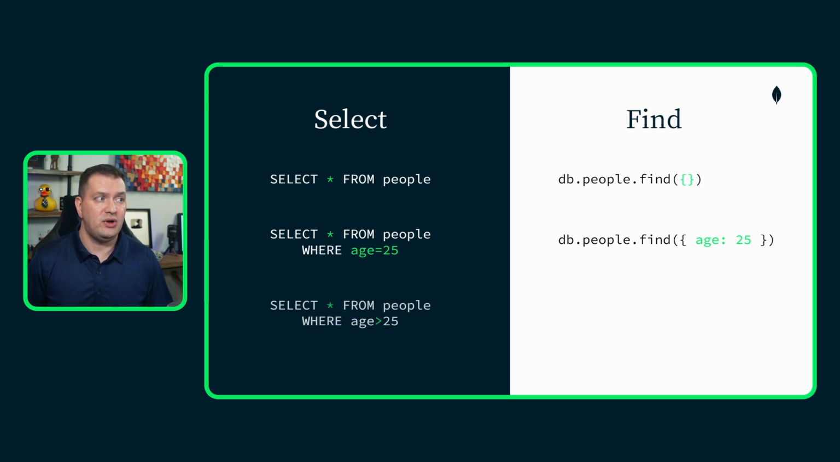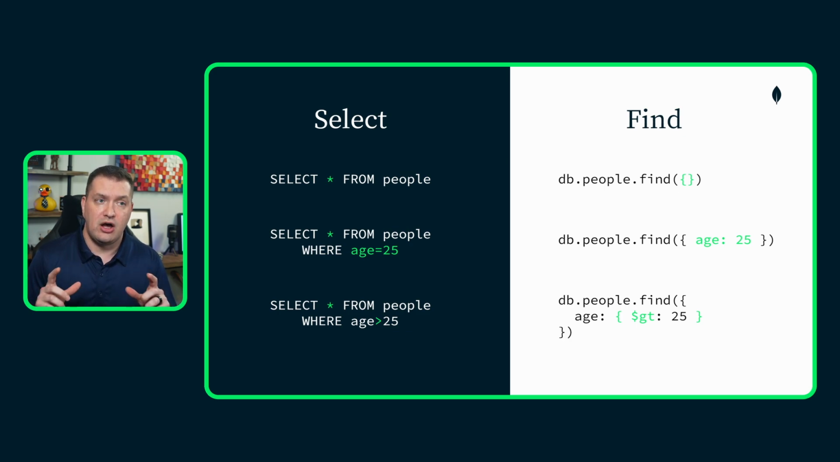And then we could also do a greater than. So in SQL, select star from people where age is greater than 25. In MongoDB, we would add to that the $greater than operator. So that's $gt, and we would set that to 25. So that's going to find anyone with the age greater than 25.